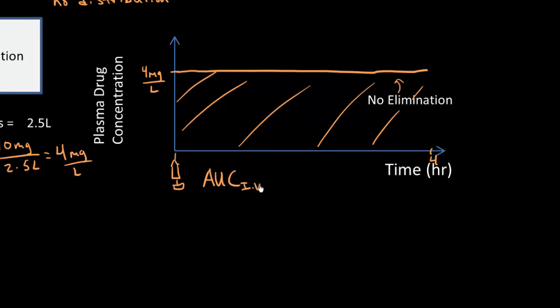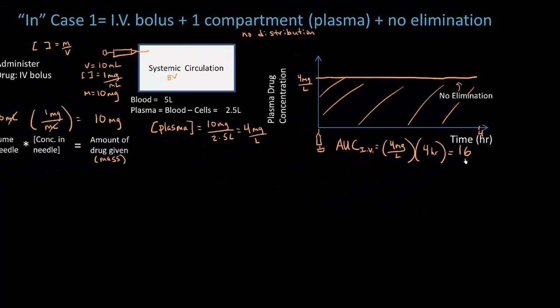And why is the area underneath the curve important? It gives us a sense of how much of this drug we absorbed. So I would have 4 milligrams per liter here, because this is just a rectangle. And about 4 hours went by, and I would get something about 16. So let's keep that in the back of our head.